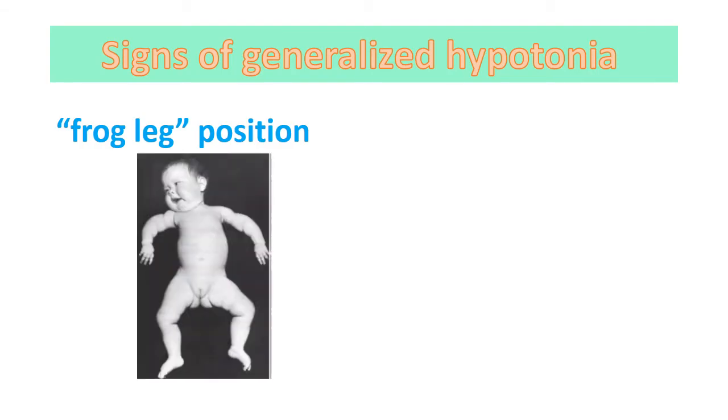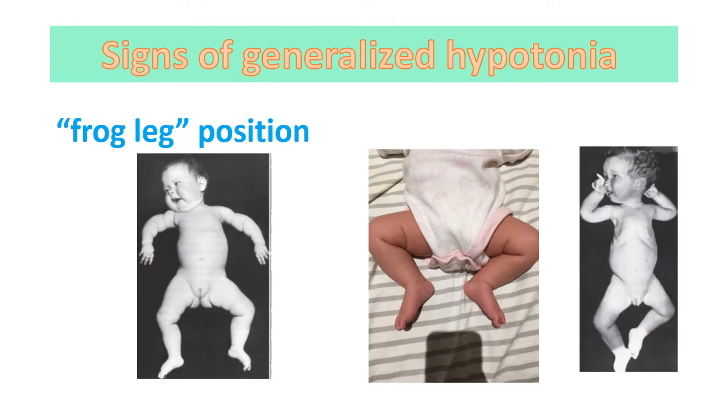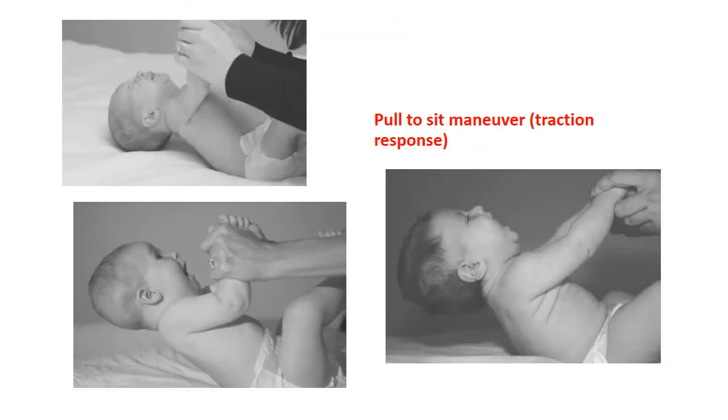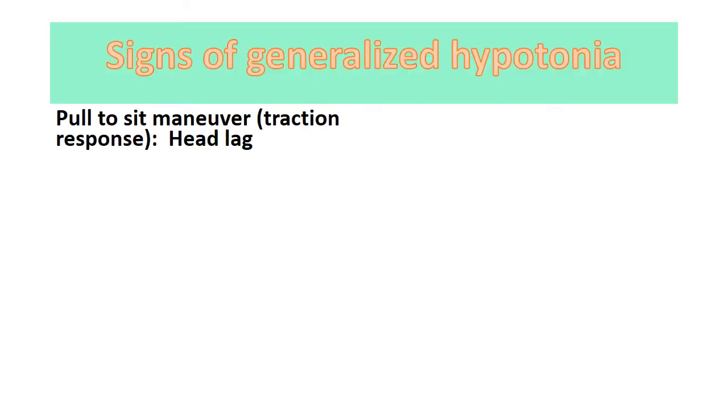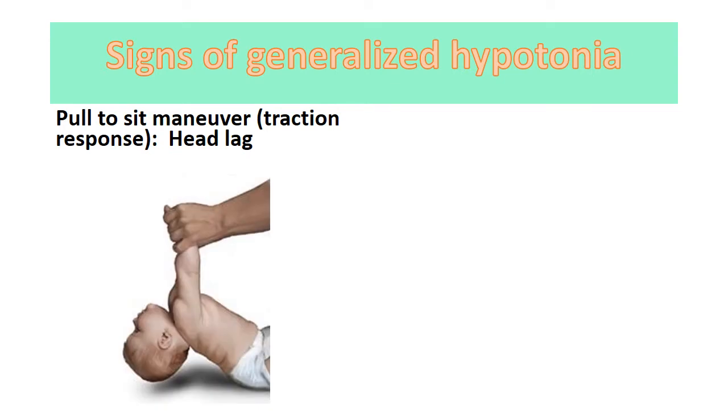What are the signs of generalized hypotonia? The frog leg position is one of the signs of generalized hypotonia. Also, the head lag on pull to sit maneuver or traction response is one of the signs of generalized hypotonia. The head is lagging behind the trunk.